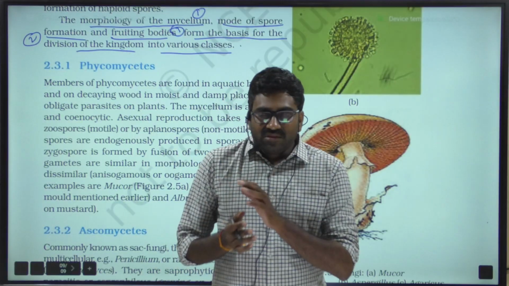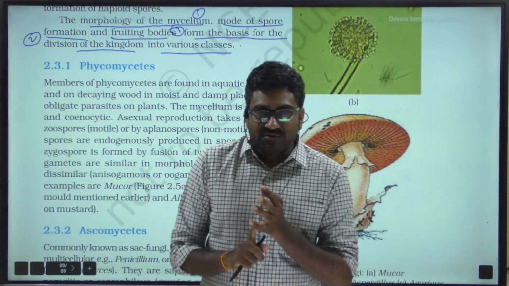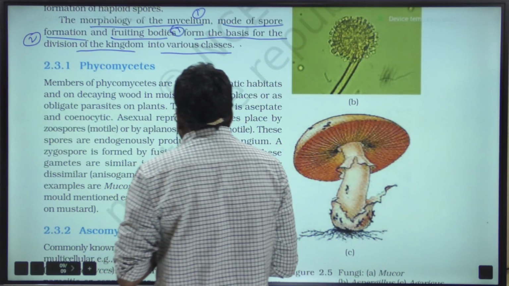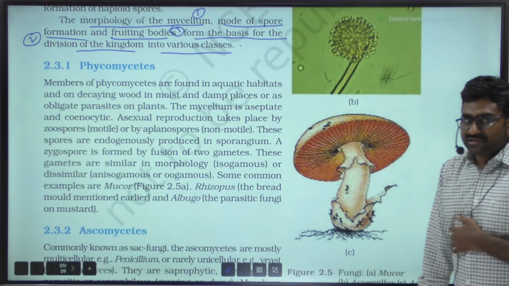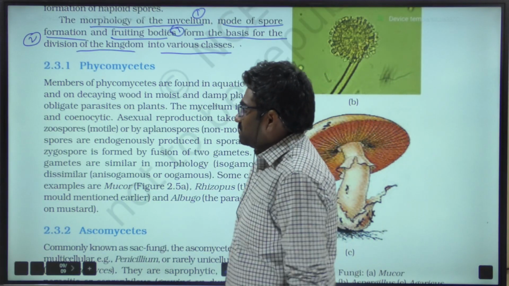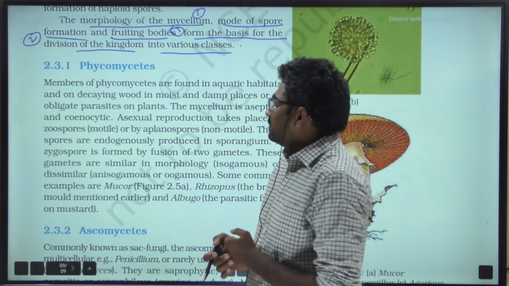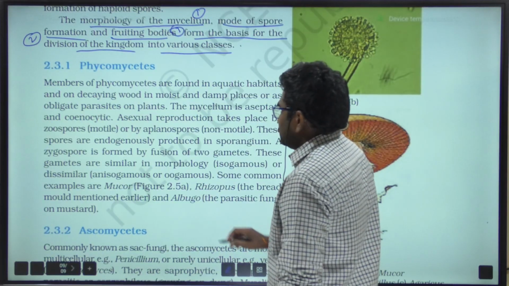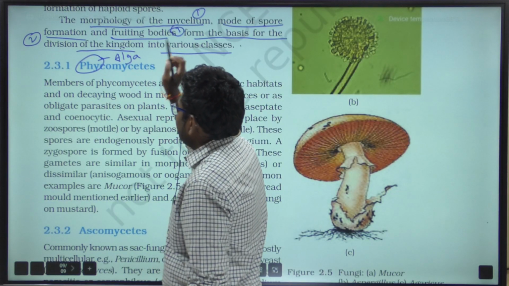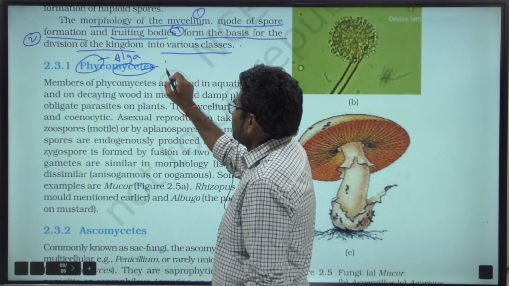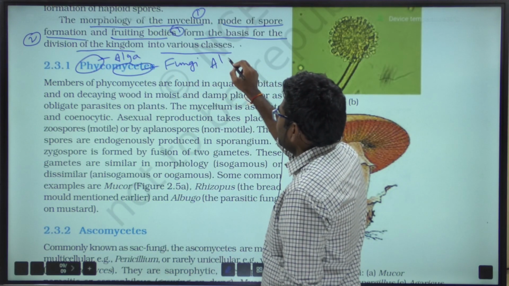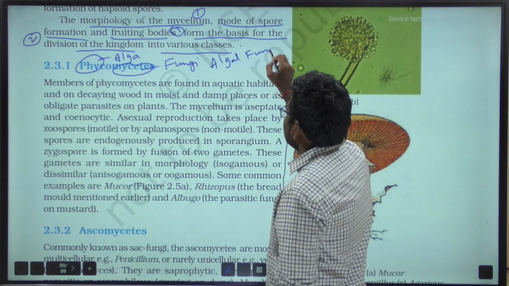Here four classes are included, that is Phycomycetes, Ascomycetes, Basidiomycetes and Deuteromycetes. These are important from the objective point of view only. Here in Phycomycetes, phyco means alga and mycetes means fungi. So the common name is the algal fungi.